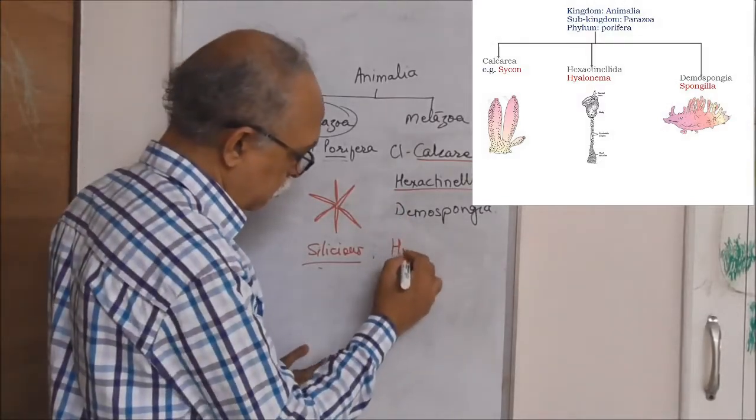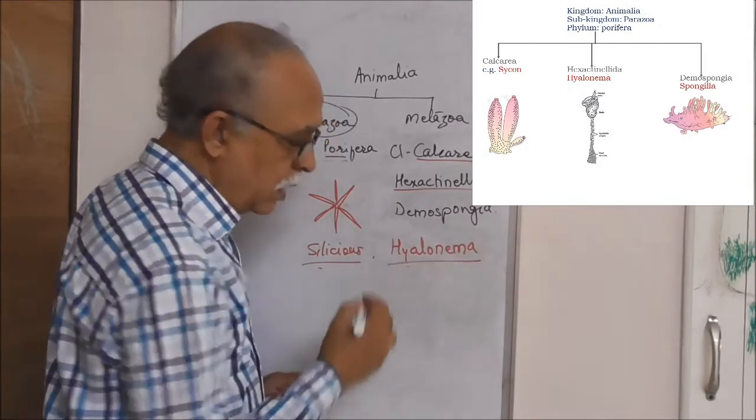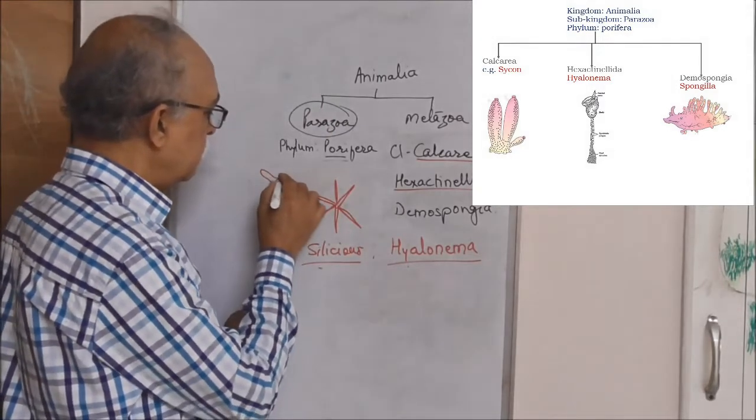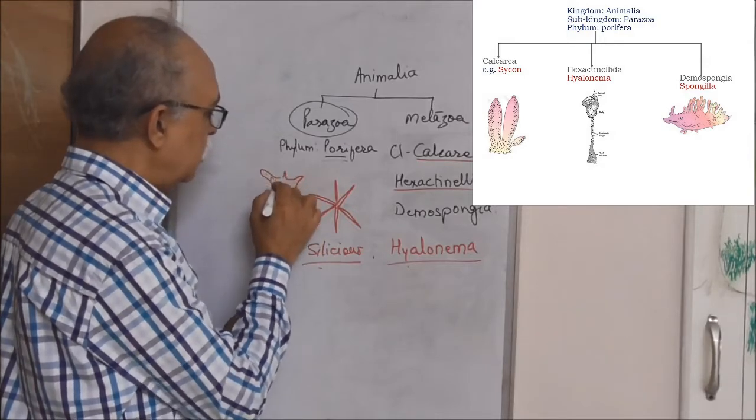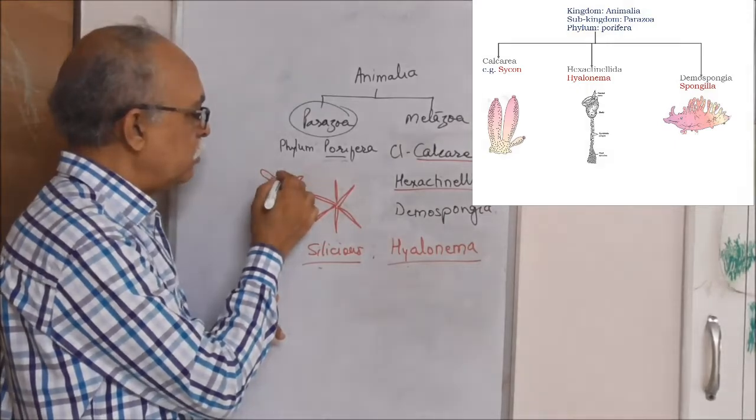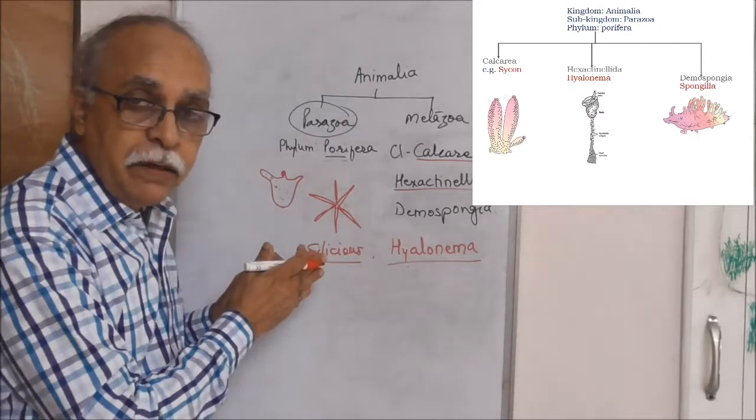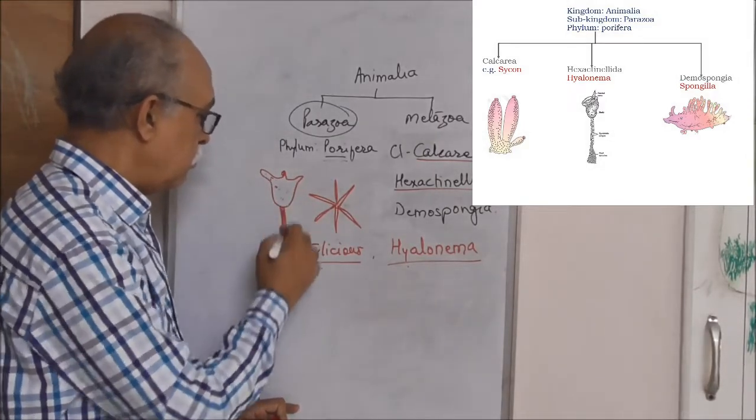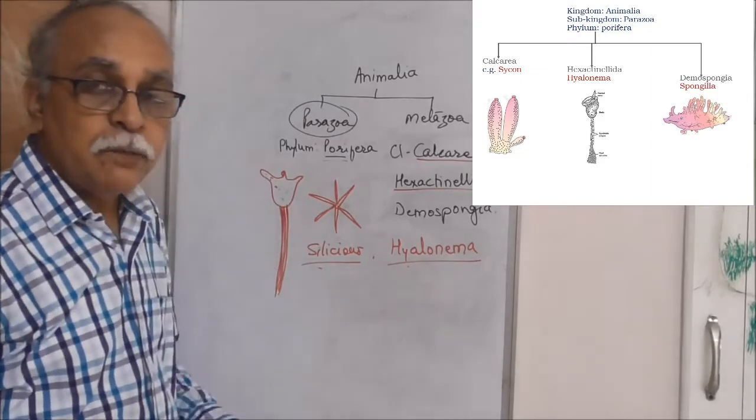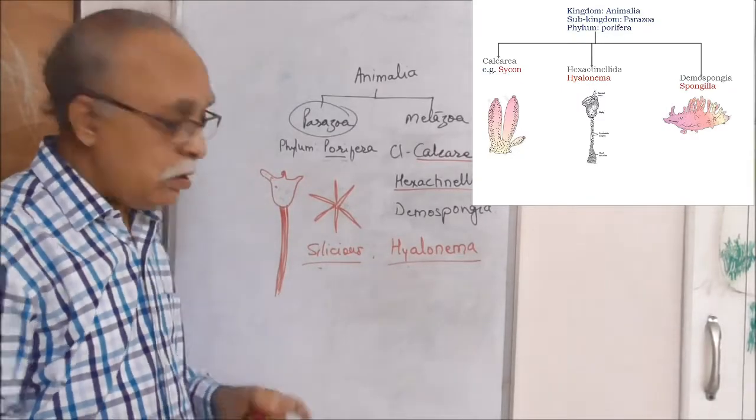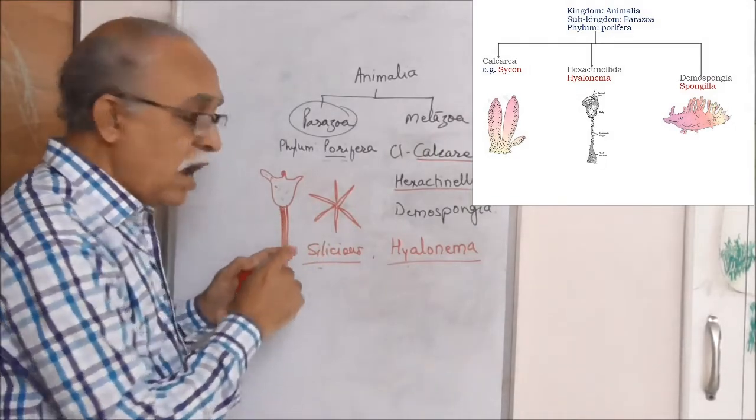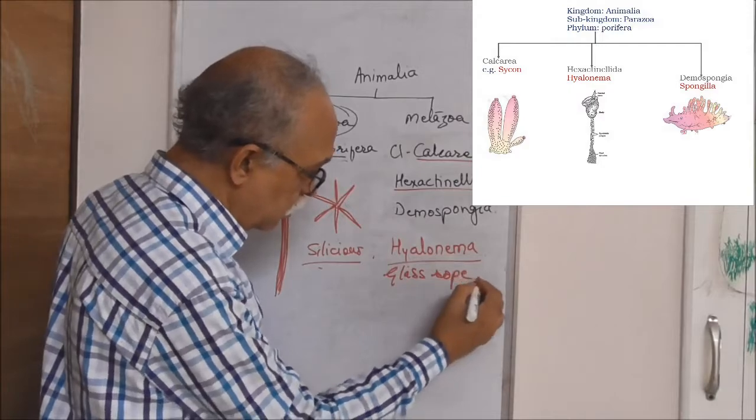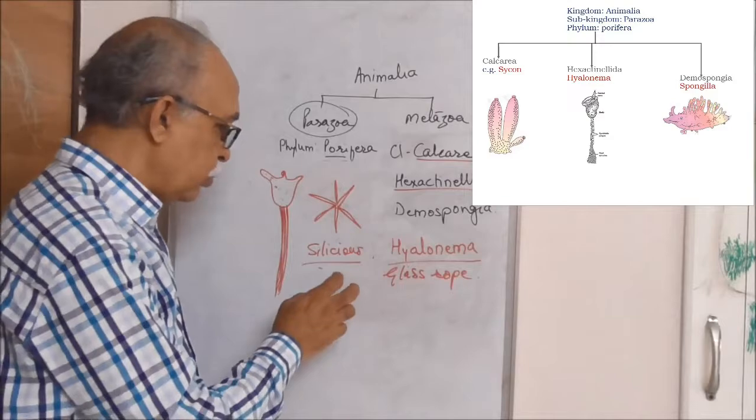Example could be Hyalonema, commonly called glass rope sponge. Why so? The animal is something like this. These are all ostia, inlets. There could be an osculum here. Now, out of the 6 spines contained in every spicule, 1 spine is usually elongated. And the spines being made up of silicon material, these elongated spines of the spicules have a transparent glass-like appearance. Hence the name glass rope sponge. That is a characteristic feature of Hexactinellida.